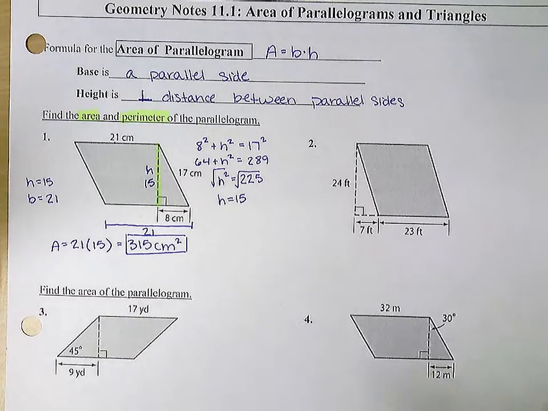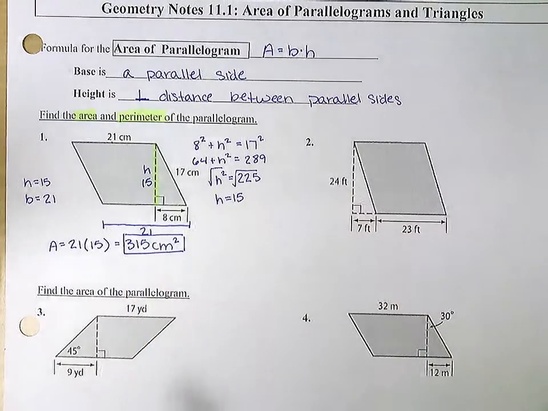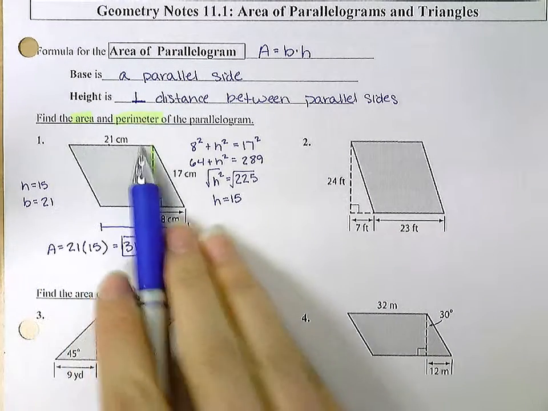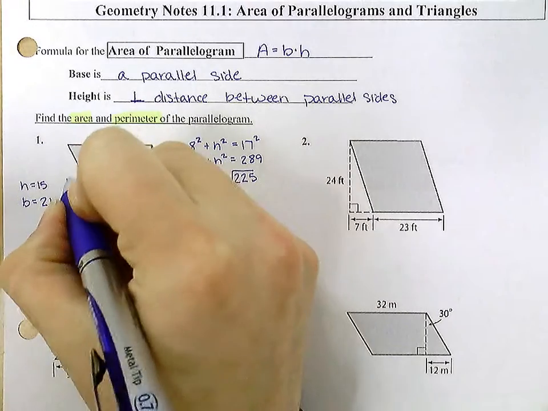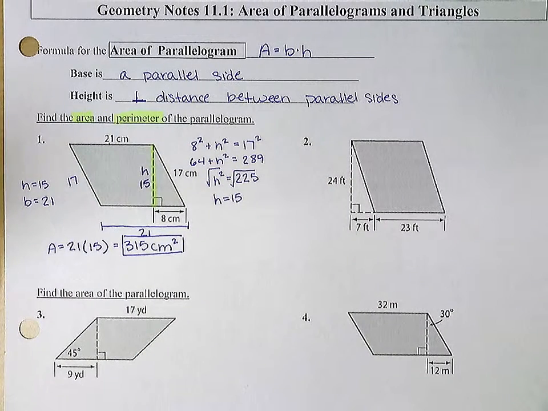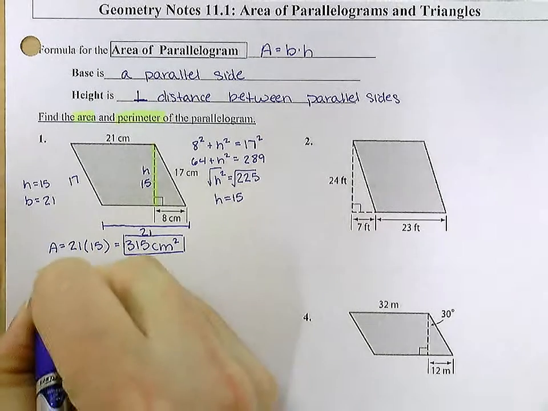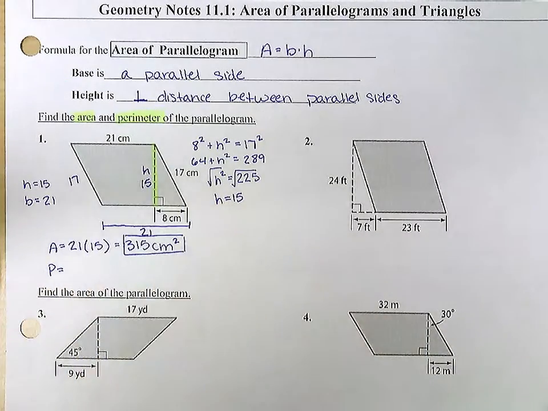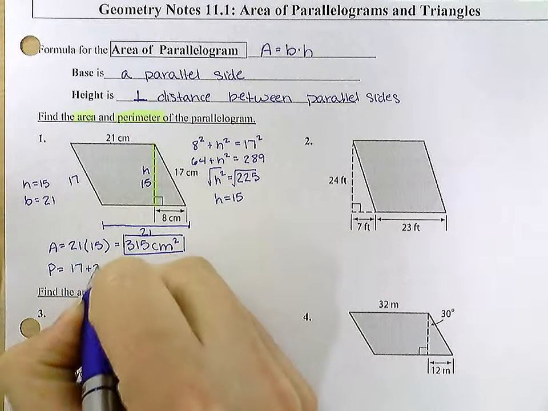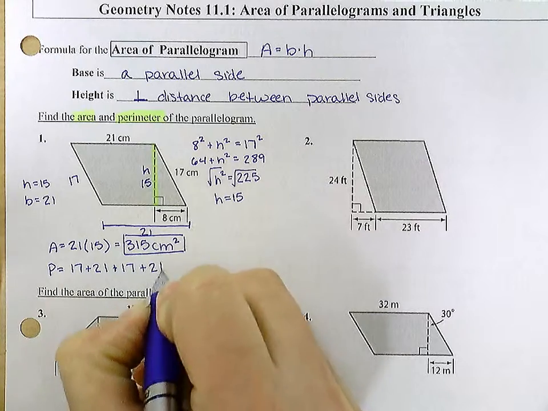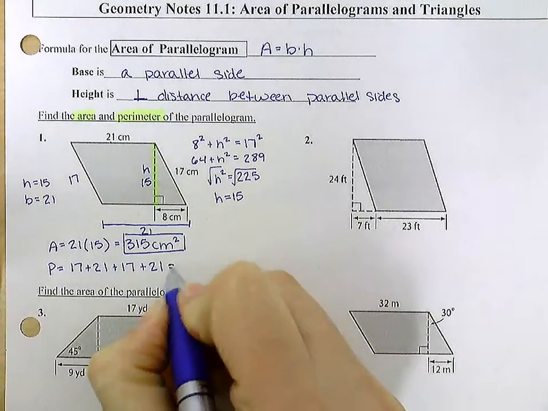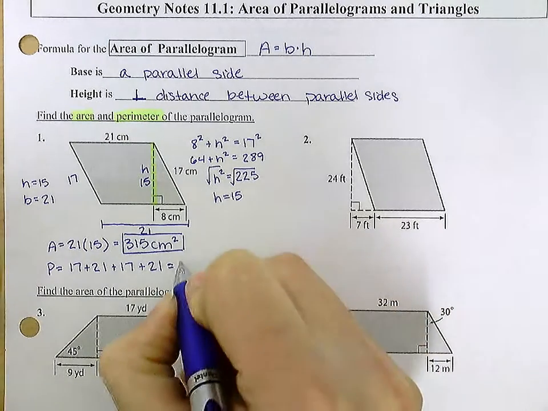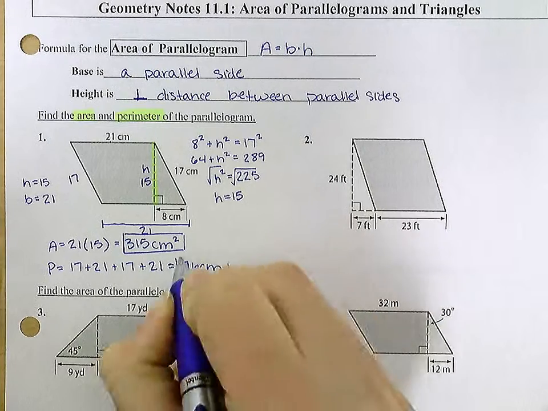Okay, the next part I need to do is find the perimeter. Okay, so I did need to find the perimeter of this parallelogram. Well, I have this side, and this side. What's this length? 17. Again, your opposite sides in a parallelogram are congruent. Okay, so to find the perimeter, I need to add up all four sides. So 17 plus 21 plus 17 plus 21. Since it is a parallelogram, you should be adding four sides together, not 3, not 5. Okay, so that'll be equal to 76 centimeters then.